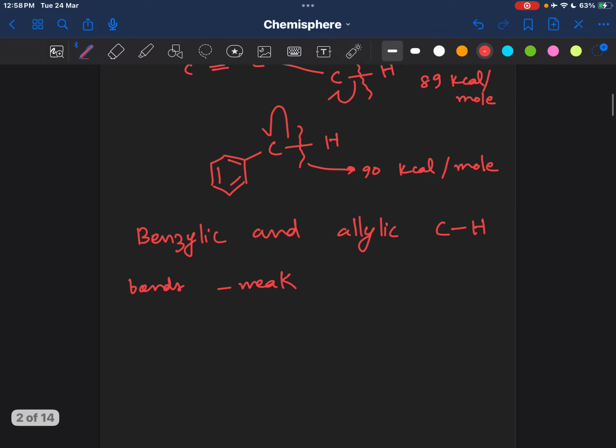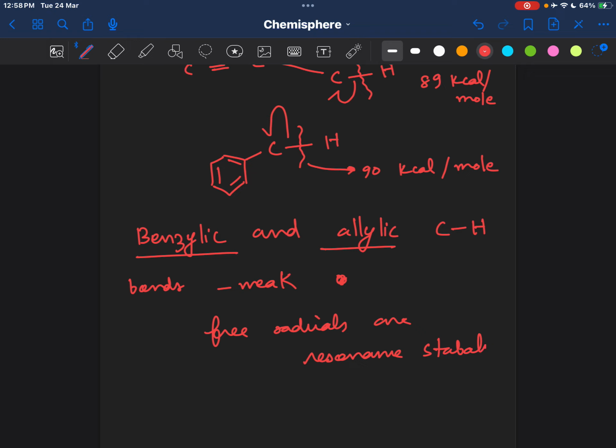Okay, and they are weak for a reason, because when we break them, we create free radicals, and the free radicals formed as a result are resonance stabilized. So the benzylic and allylic free radicals are resonance stabilized. That's why it is easy to break them, because the free radicals that we are getting are very, very stable because of resonance.